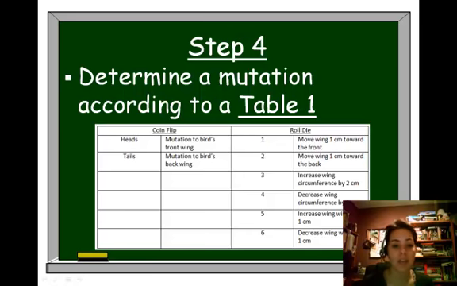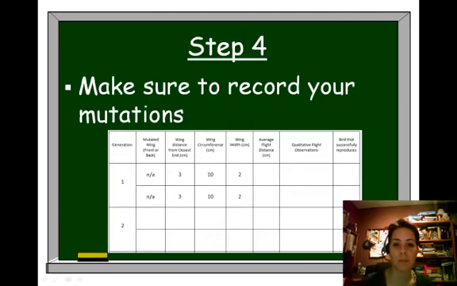So again, if I get a tails and then roll a 4, I'm going to go to the back wing and decrease that wing circumference by 2 centimeters. Please note some of these mutations may cause you to have to cut a new wing and tape it back on, like if you had to increase the wing circumference, and some of these mutations may actually involve a lethal mutation. That means the wing completely falls off and then your bird will have died and will no longer reproduce and your experiment will have to end.